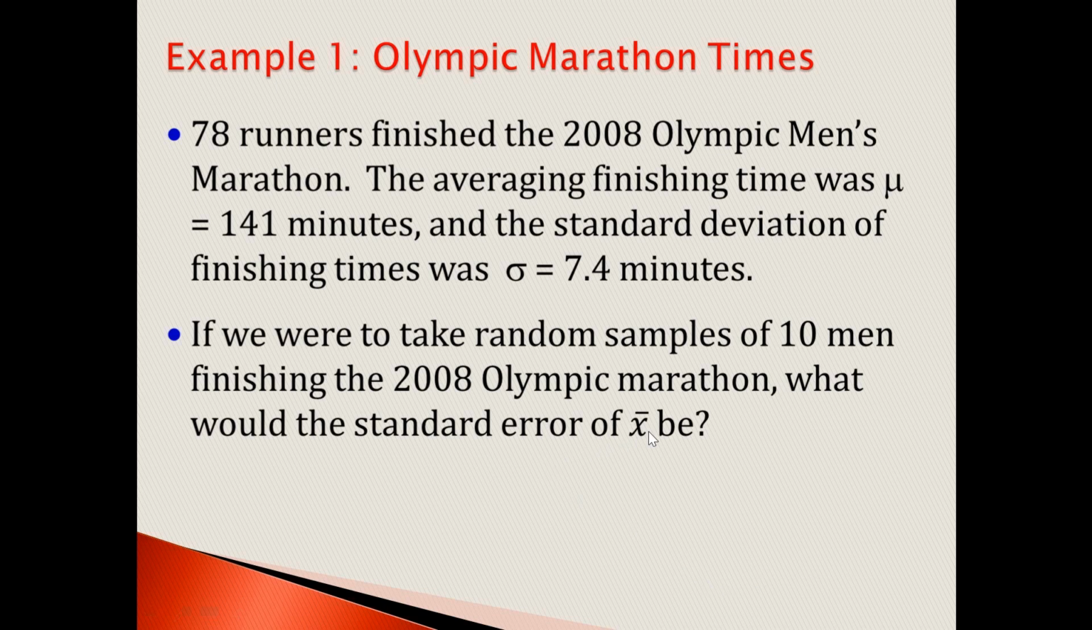So we will use the new formula that we learned. We learned that standard error is sigma over square root of n. Sigma is the standard deviation of the population, which they gave me in here, 7.4. And n is the sample size, which they also gave me, that's 10. Plug this in your calculator and you'll get the standard error to be 2.3.